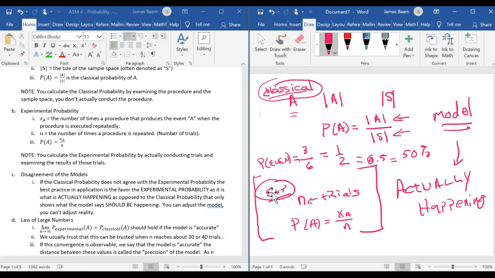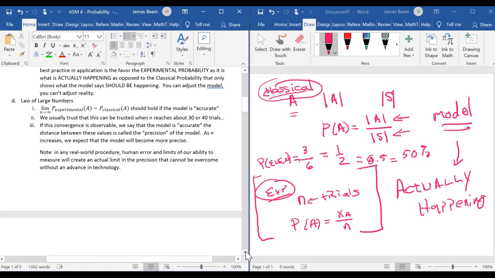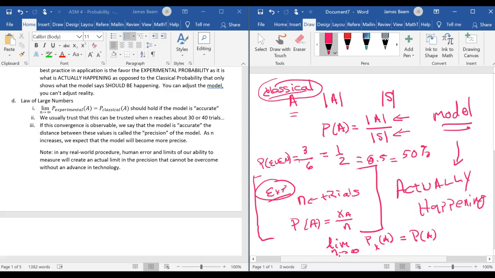So you go with what the experiment's telling you, not what the model or the instrument is telling you. All right. Now, if the model is accurate, then we get what's called the law of large numbers. The law of large numbers basically says that if I take the limit as the number of trials approaches infinity of the experimental probability of A, that should be the classical probability. So if the model is accurate, then we should get convergence there.